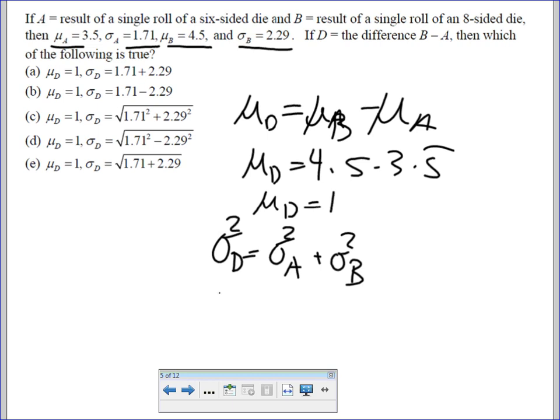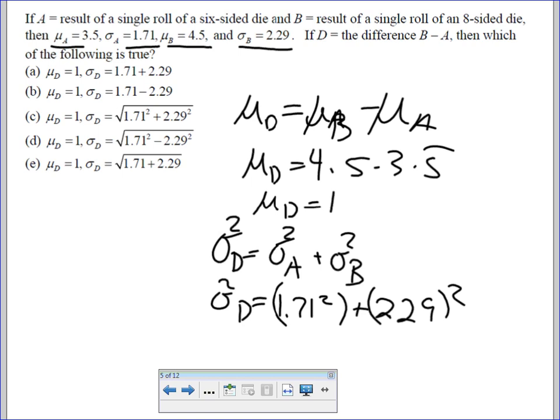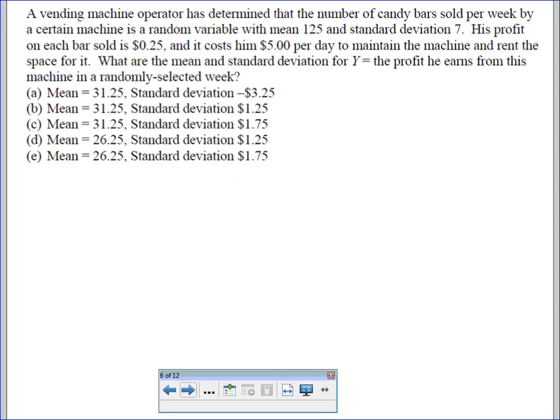Even though we subtract, we're still going to always add the variation. So this is going to be sigma squared D equals 1.71 squared plus 2.29 squared, and so to get sigma we would take the square root of both sides. And so the only one of those that works, and the answer is C. All right, so read this question.